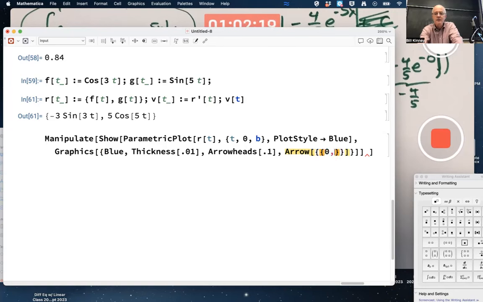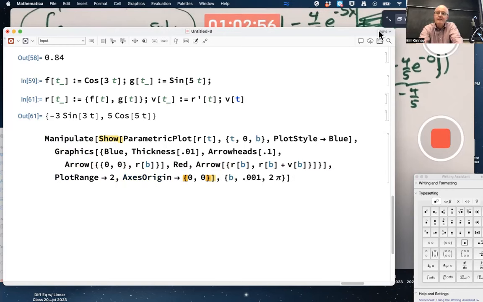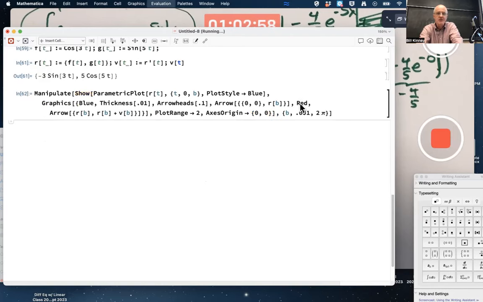Some arrows. The position vector starts at the origin and goes out to the point. And the velocity vector, it turns out, starts at the point and goes out to the point plus the velocity vector here. b is going to be my animation parameter. It's the right endpoint of the interval. To make the picture look nice, I think I need a nice plot range here. And also, to make the origin always stay where it should be, I need to do that. Okay, this should work to make a pretty nice animation here.